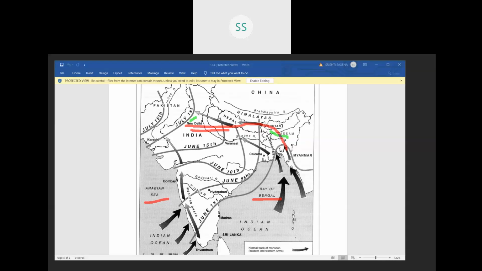These breaks in monsoon are related to the movement of the monsoon trough. What is the monsoon trough? T-R-O-U-G-H. A low pressure belt. The moment this low pressure belt changes, the wind direction will also change. Now, why will the pressure belt change? I told you, the pressure belt will change whenever there is a change in the temperature, children.